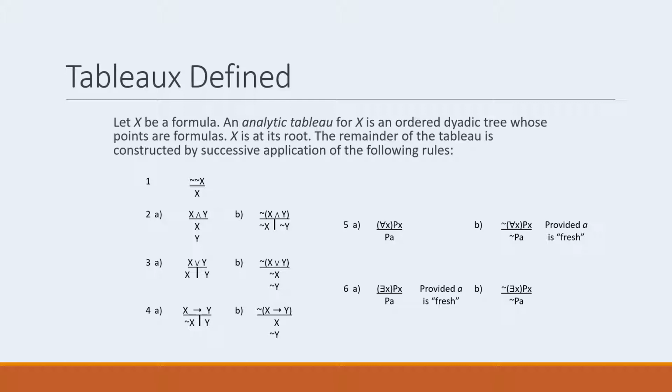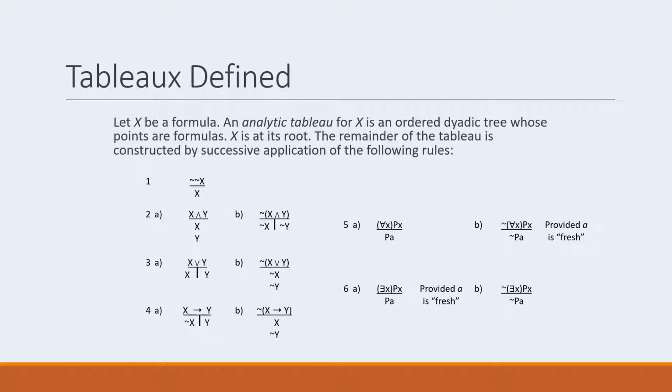Implication x implies y branches into not x on the left and y on the right. And the negation of implication, not x implies y, has immediate successor x and further successor not y. These rules are sufficient to deal with propositional logic. For first-order logic, we also need rules for dealing with quantified statements.